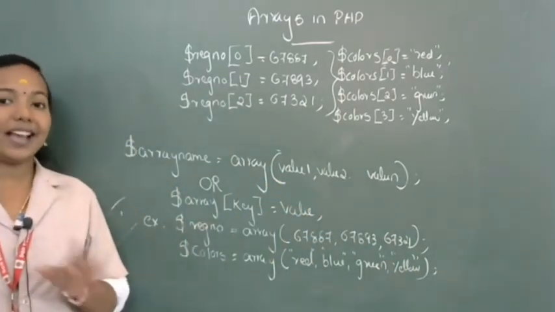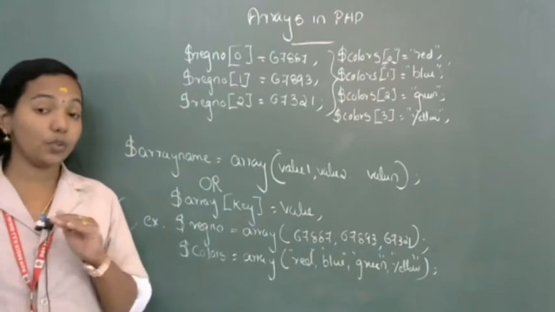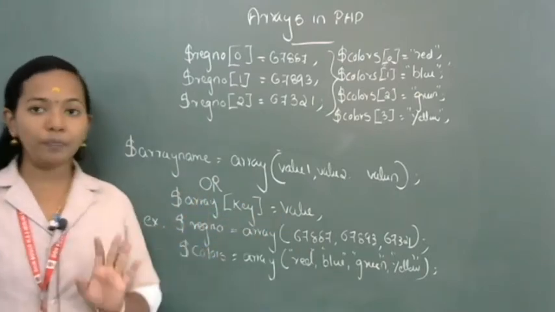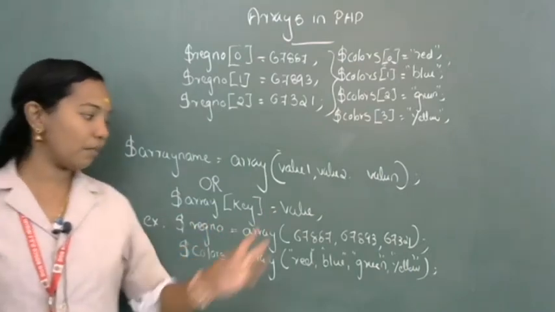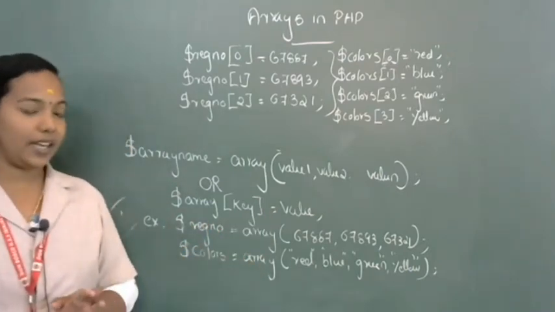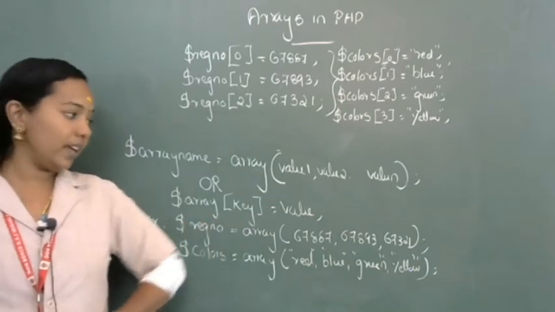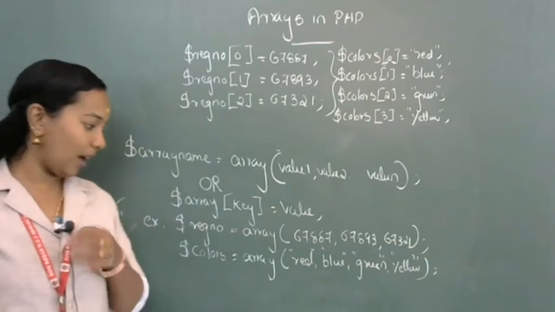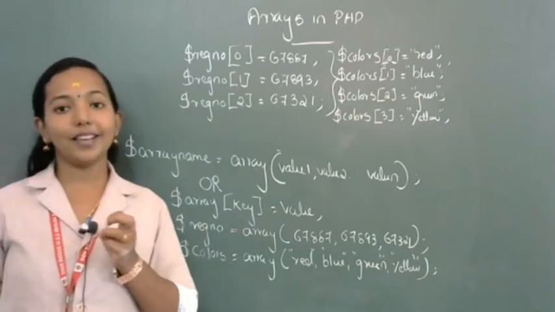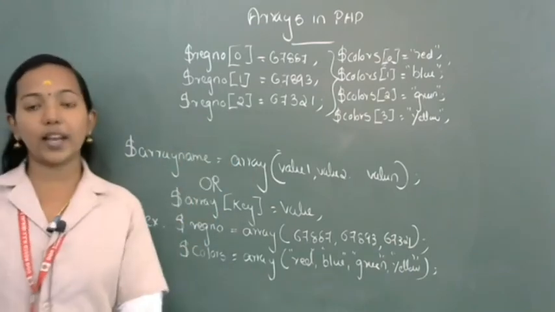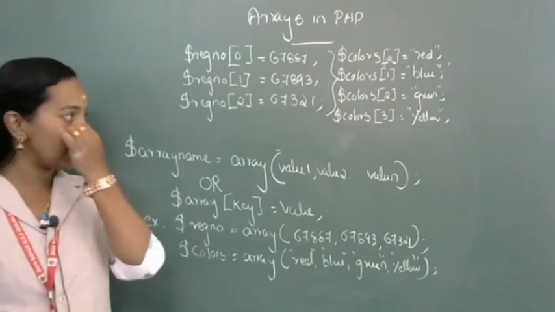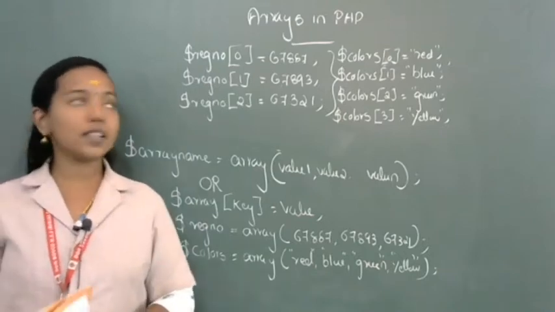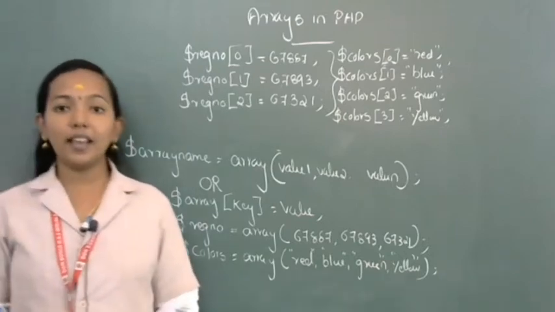Second method is the direct method. We are using separate keys. $array[key] equal to value. Then $register_number is equal to array(67887, 67893, 67321). The next one, $colors is equal to array(red, blue, green, yellow). Then direct initialization is also possible. We can write like this, $colors[2] is equal to green. Okay, so this belongs to the indexed array category.